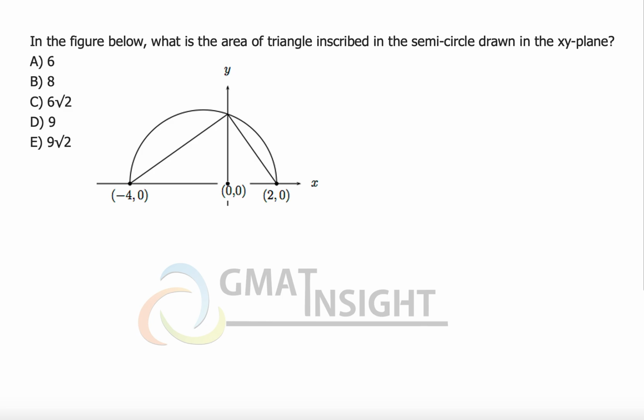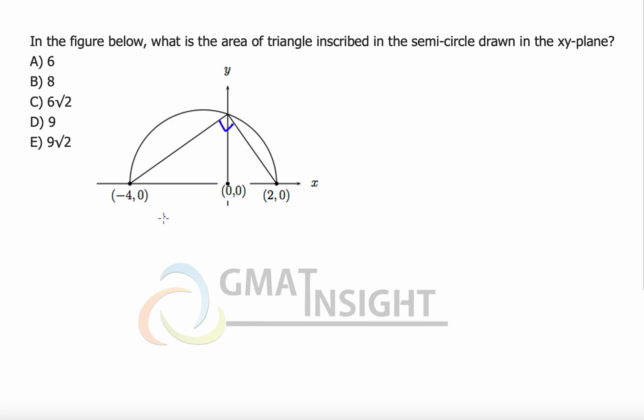In the figure below, what is the area of the triangle inscribed in the semicircle drawn in the xy plane? So here we can see that we have this semicircle and there is this triangle drawn. Then the very first property suggests that this angle will be 90 degrees, because in a semicircle, if you draw a triangle with two vertices of the triangle on the diameter, then the hypotenuse of the triangle becomes the diameter and the angle at the circumference becomes 90 degrees.